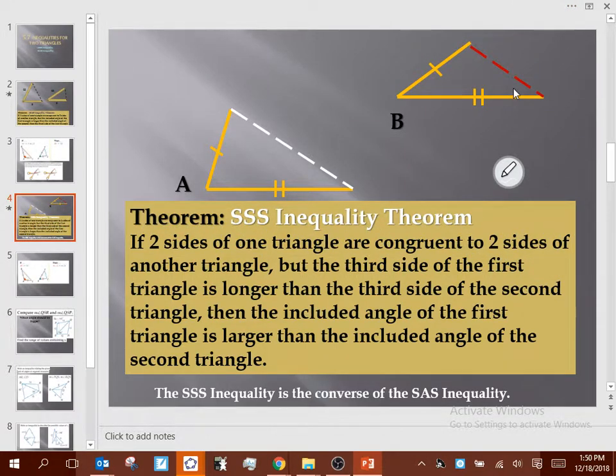Okay, and I know these are lengthy theorems. There's no kind of way around that. These are written the most concise way. This is called the side inequality theorem.